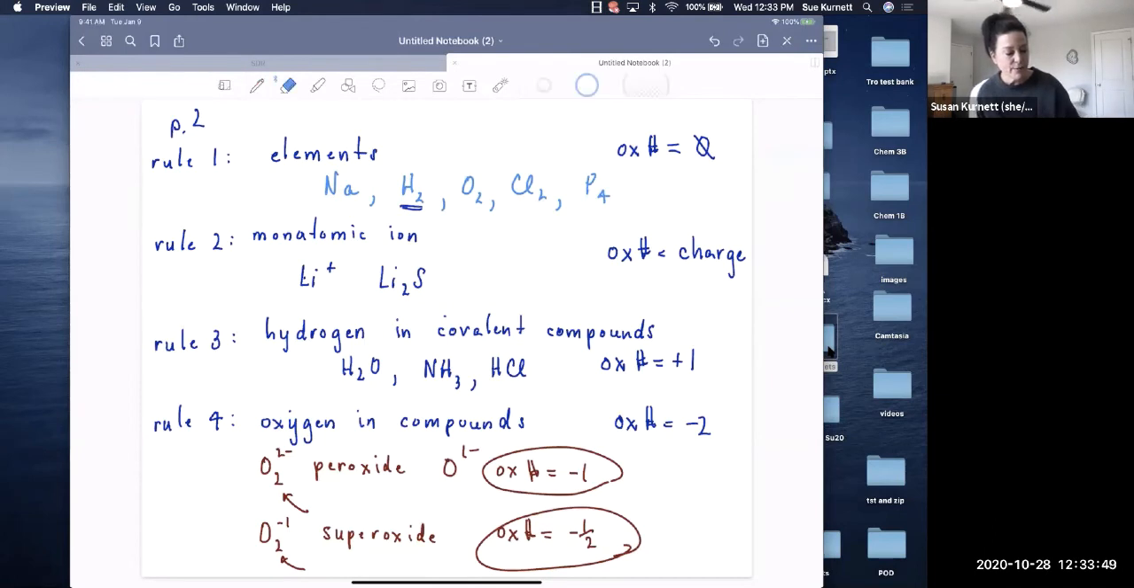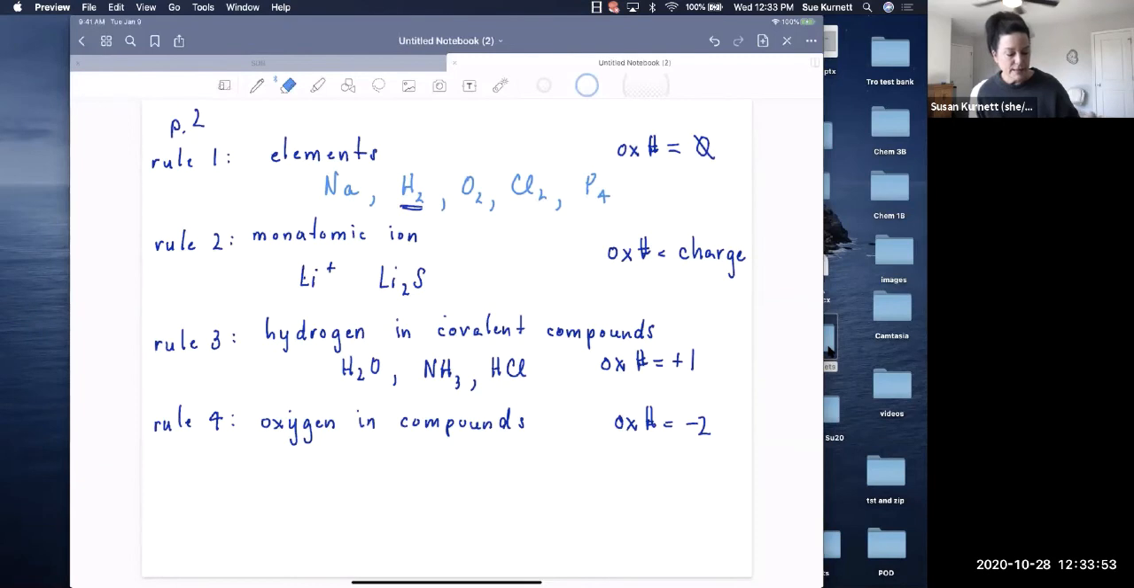Okay, so oxygen typically is either 0, because it's an element, or it's -2, but there are some other possibilities. Here I have oxygen. What would the oxidation state be for that, for each of those 3 atoms?